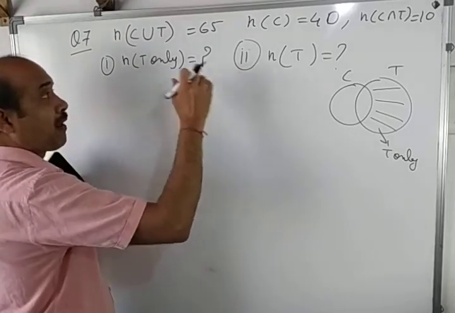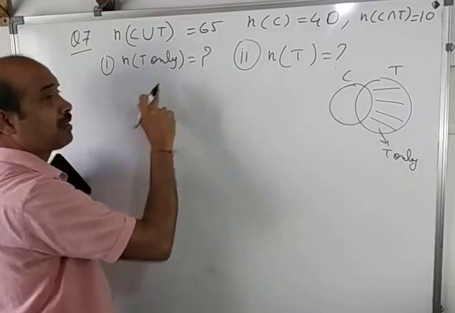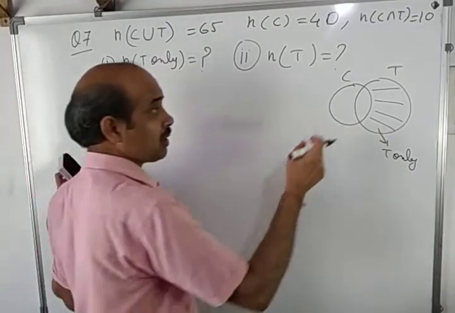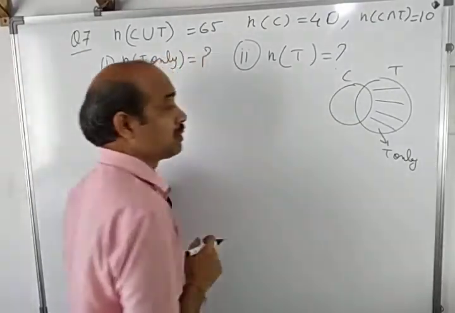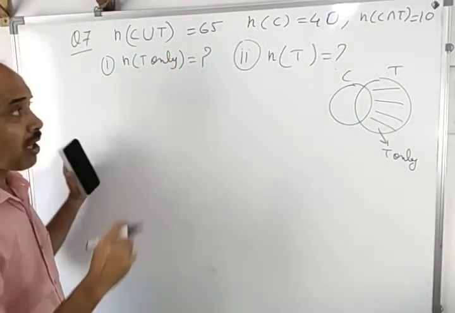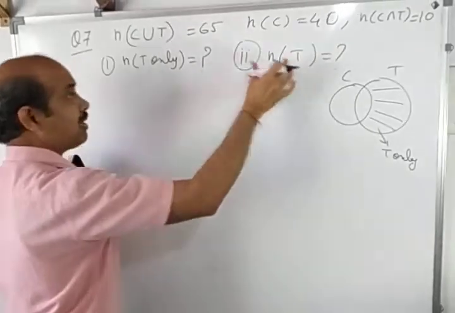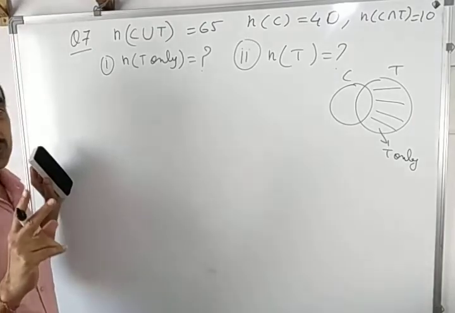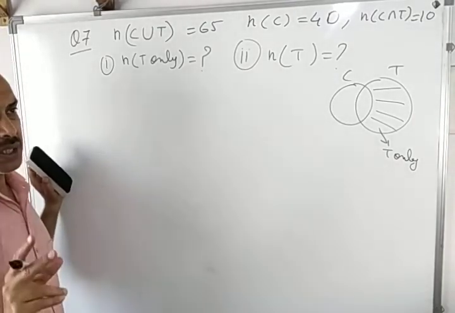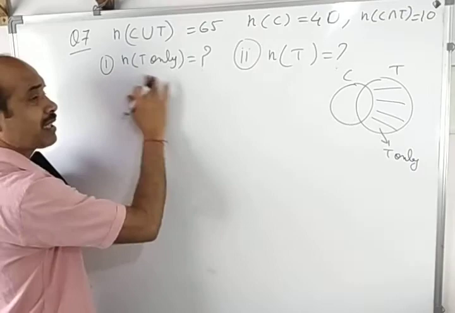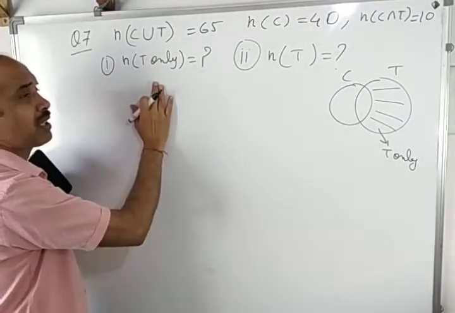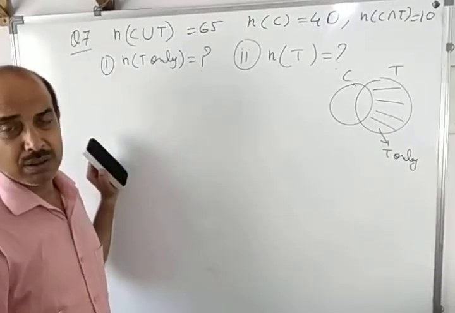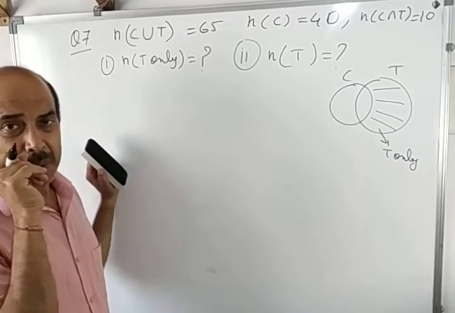But firstly, what is the meaning of T only? It is T minus C. And without finding NT, we can find out T only. There are two ways to do this question, but you have to understand very clearly. They are asking tennis only first, so firstly we have to find out tennis only without finding NT.